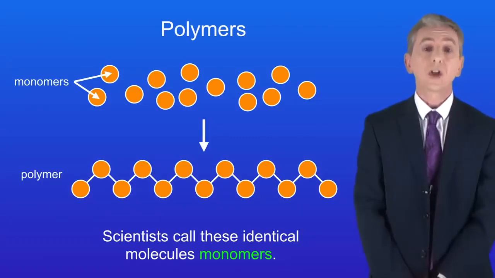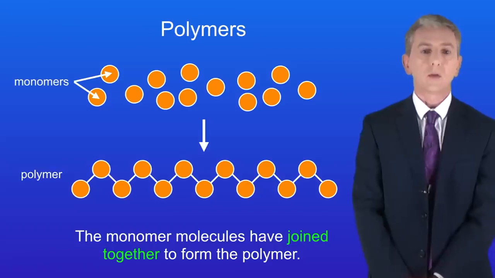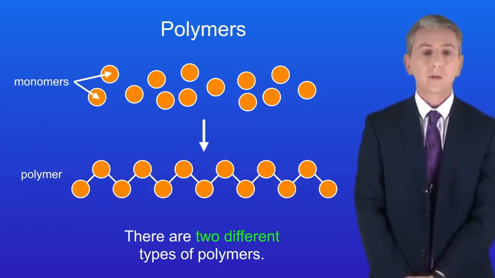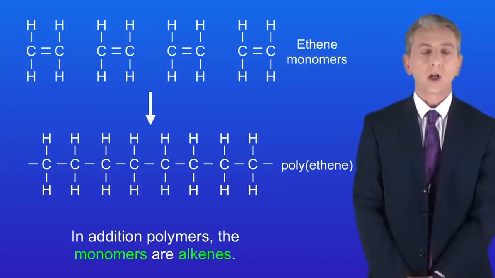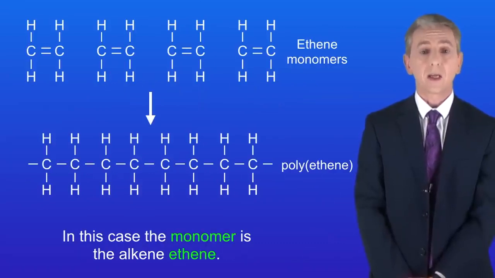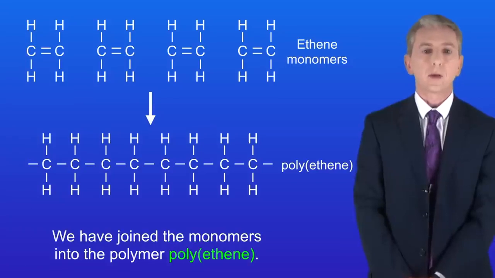I'm showing you the formation of a polymer here. As you can see, the monomer molecules have joined together to form the polymer. Now, there are two different types of polymers. These are called addition polymers and condensation polymers. In this video, we're looking at addition polymers. In addition polymers, the monomers are alkenes, and in this case, the monomer is the alkene ethene. We've joined the monomers into the polymer polyethene.